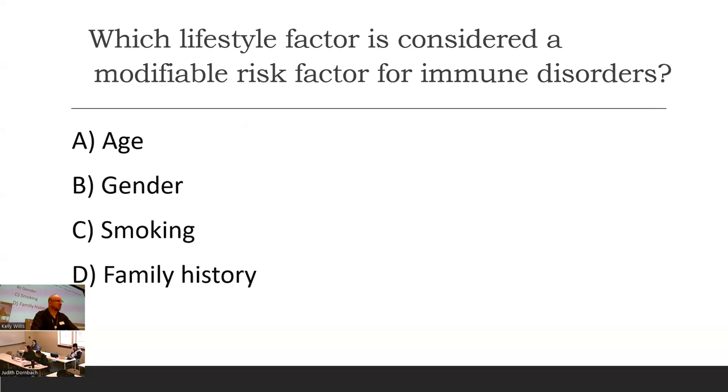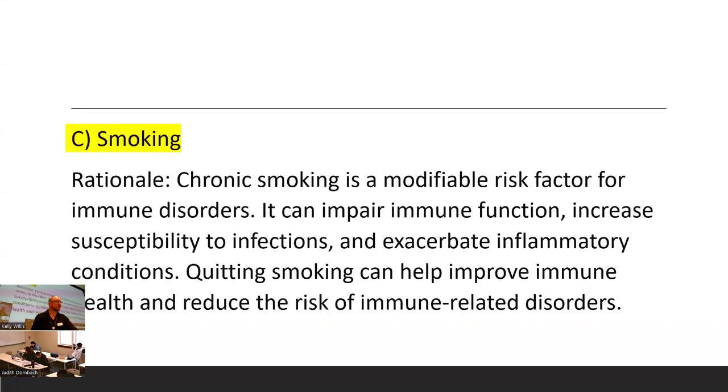Stop counting our birthday. Gender. I'll leave that one alone. Smoking. He's on the test. Smoking. And family history. Can't really change that either. So that's almost too easy one. Oh, so, those are great. I like those. Yeah, that one might not be on the test. Makes you think the difference between modifiable and not modifiable. Exactly.